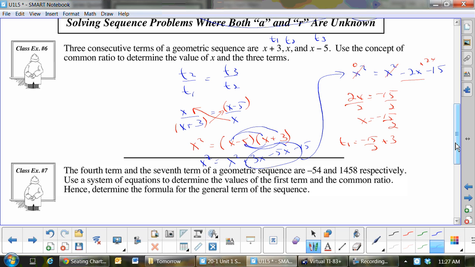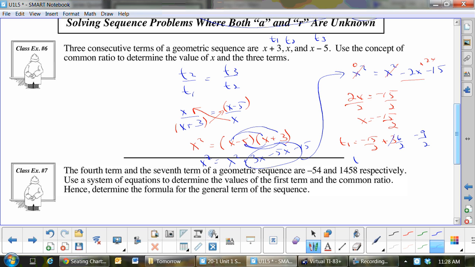Now remember, I can't add those two right now. I need a common denominator. So 3 would be the same thing as 6 over 2. So I'm going to cross the 3 out because I made it 6 over 2. So negative 15 and 6 is negative 9 over 2. So that's T1.